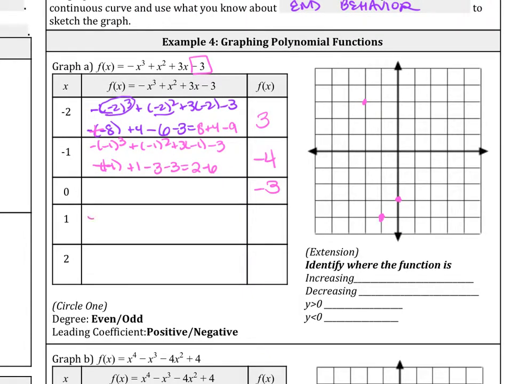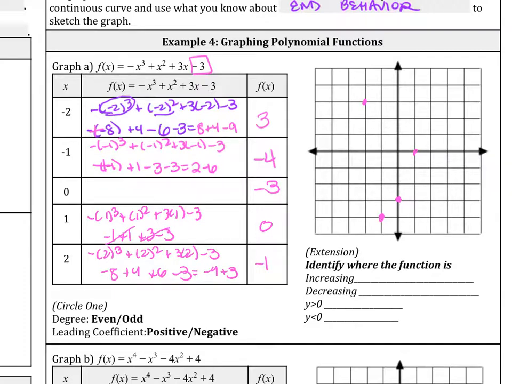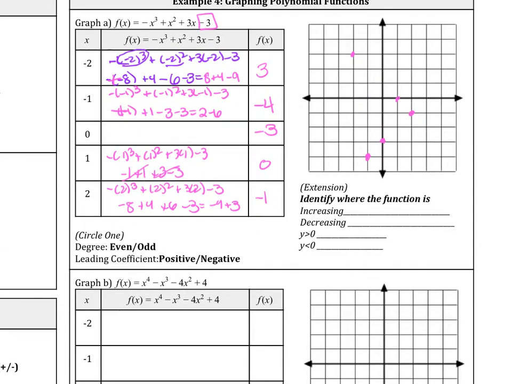So now let's plug in 1. So negative 1 cubed plus 1 squared plus 3 times 1 minus 3. So this is negative 1 plus 1 plus 3 minus 3. So that is 0. So at 1, we're at 0. Then let's plug in 2. So negative 8 plus 4 plus 6 minus 3, or negative 4 plus 3 is negative 1. So 2, negative 1. Okay, so we have some points for the middle section of our graph.